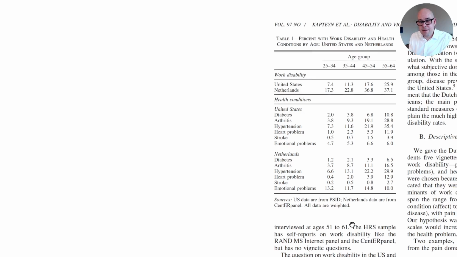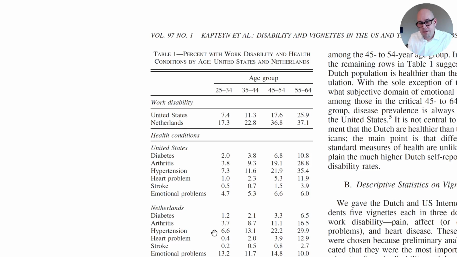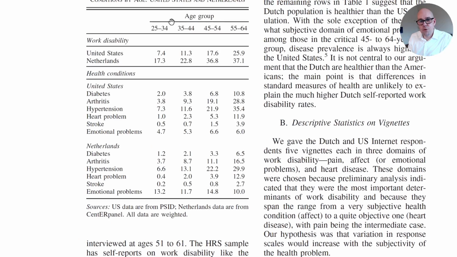To substantiate this, what the authors do is they show by age group how many people are disabled, in the sense that they can't go work. The disability rates for the United States are lower than for the Netherlands. And at the same time, what you do see is that the health conditions suggest that people in the United States are of worse health than people in the Netherlands.